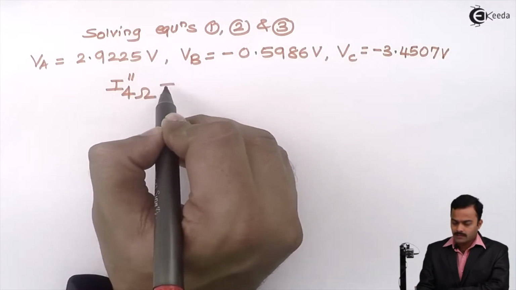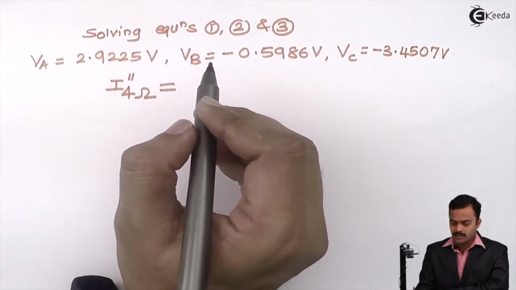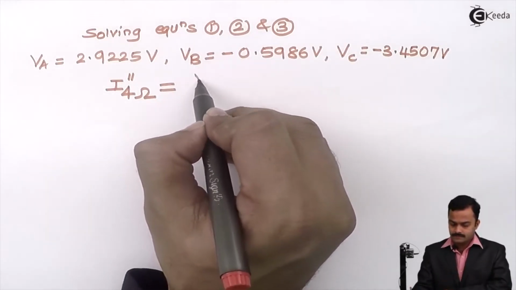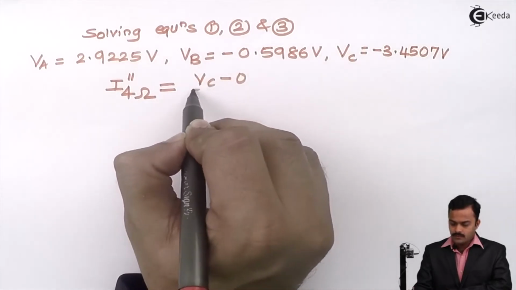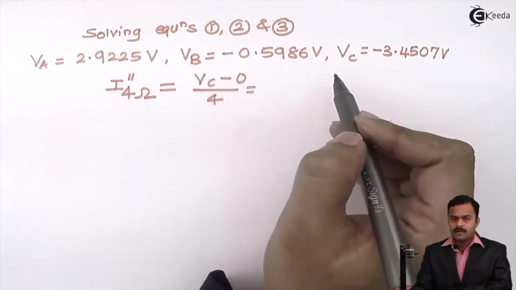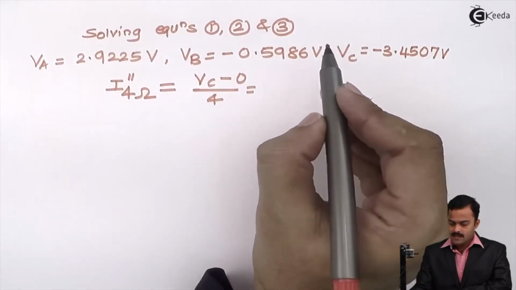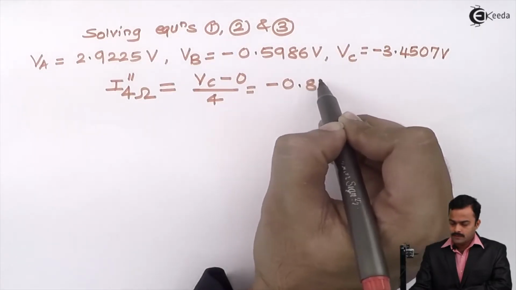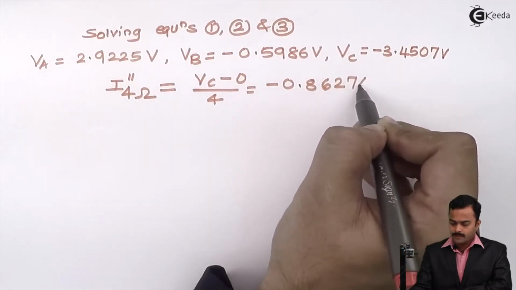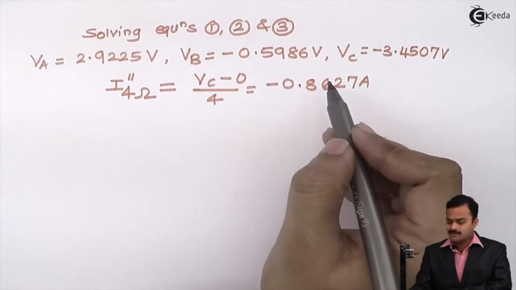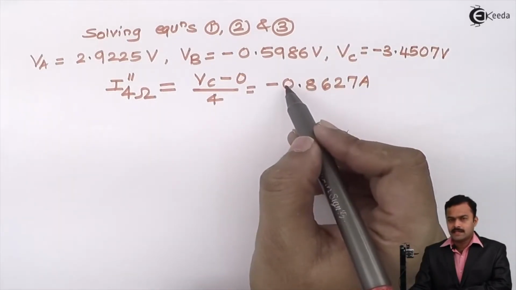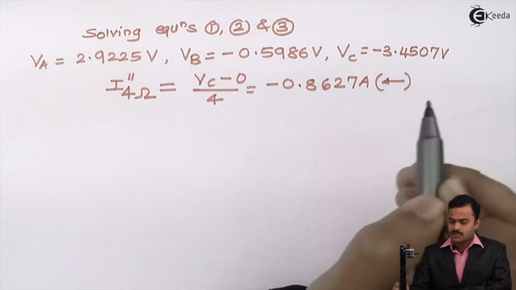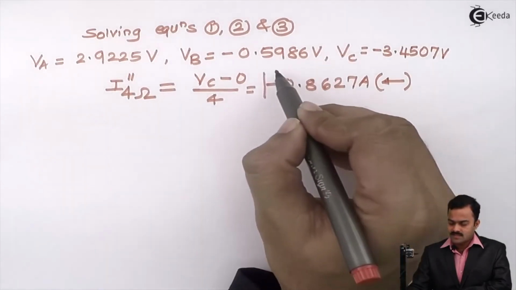Objective is to get a current flowing through 4 ohm, and here we are considering it is because of 10 volt acting alone, so I double dash is the notation. So the current equation we have written is Vc minus 0 divided by 4. So if I substitute the value of Vc, I will get current minus 0.8627 ampere. Let's not change the direction of current because it is getting negative. Let's keep as it is. So the current direction that I have assumed is this way. So let's keep same current direction.